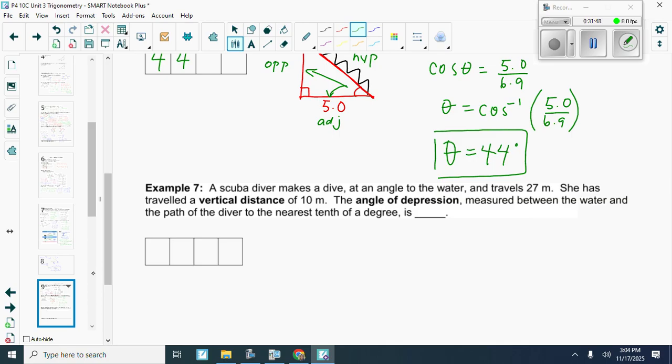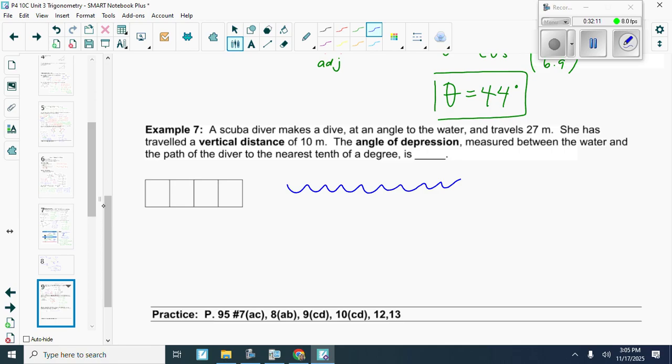So you've got to picture this. I'm even going to do it in blue. Here's the water. Even though I've drawn it wavy, the water is my horizontal line. It's kind of like the ground, but obviously the scuba diver is going down, so he's under the water. So your horizontal line is actually on top this time. When we draw my scuba diver, he's going to be here.